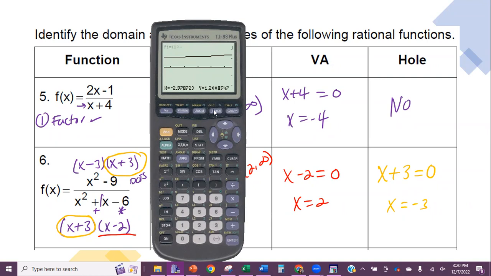Yeah. Okay. So when I trace, notice how as I'm tracing, it just jumps over -3. If I type in -3, look, what does it say? There's nothing there. Do you notice how Y is empty when I type in -3? Notice how it says there's nothing there. Why? Because there's a hole in the graph.